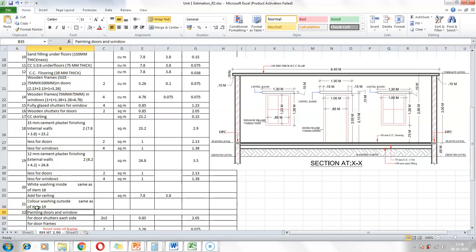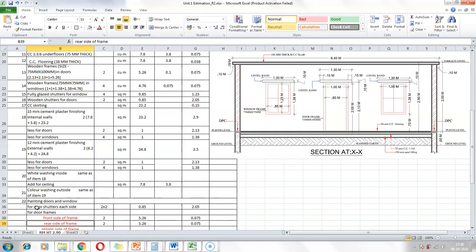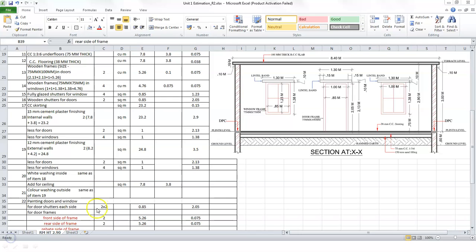So for that, we do the same as item number 19. Now, the next item that we are looking at is painting of doors and windows, for door shutters each side. For this, we have 2 doors and there are 2 shutters for each door.